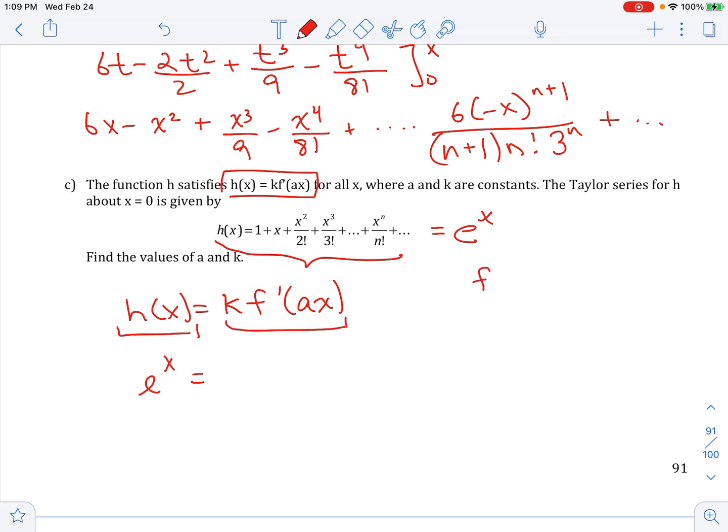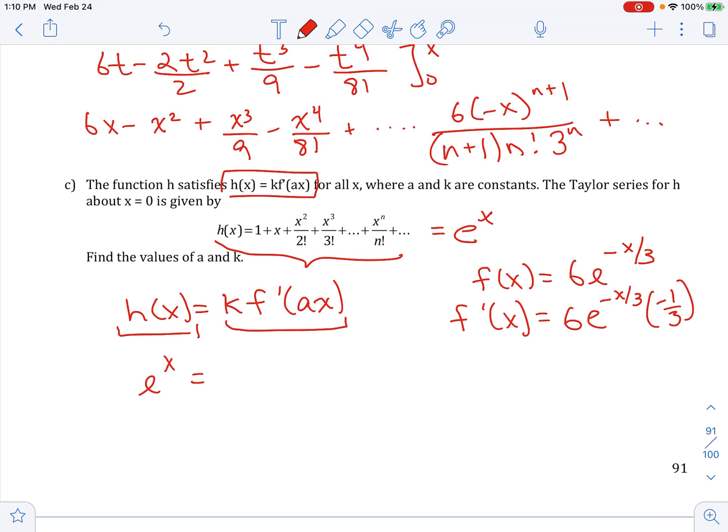But I can do that because in the very original problem, they told us f of x is 6e to the negative x over 3. I can find f prime of x, right? That's just the derivative. Remember, the derivative of e to the u is e to the u, so the 6 is still there. But then don't forget we have chain rule on that u, so the derivative of negative x over 3 is negative 1/3. So this really simplifies to this.